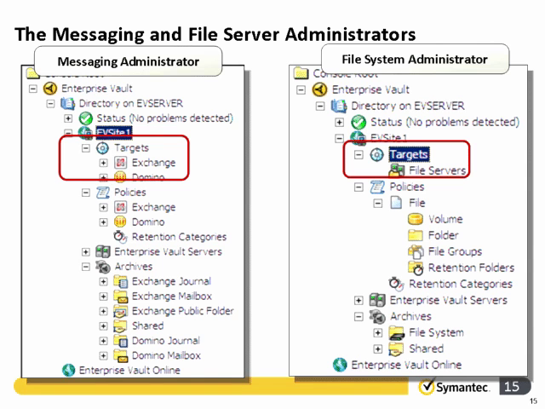But what if I did give you the file server administrator role? What would I see then? Again, I've got a little snapshot of the Enterprise Vault Administration Console for targets as a file system administrator. Notice I don't see Exchange and Domino. The only thing I see are file server targets. So again, one of the things that this roles-based administration is doing for us is controlling access to the objects inside, or what we see in, the Enterprise Vault Administration Console.